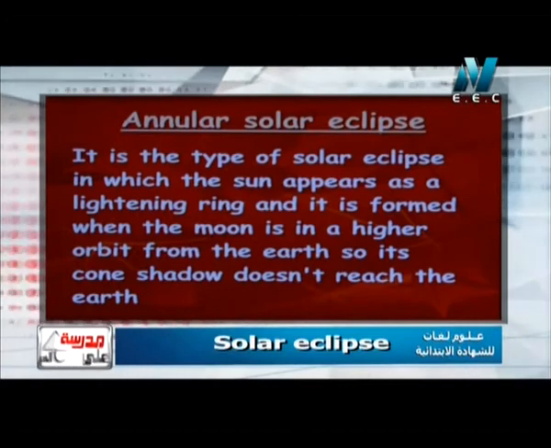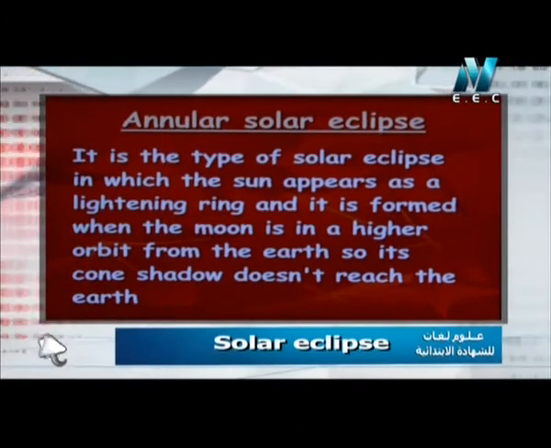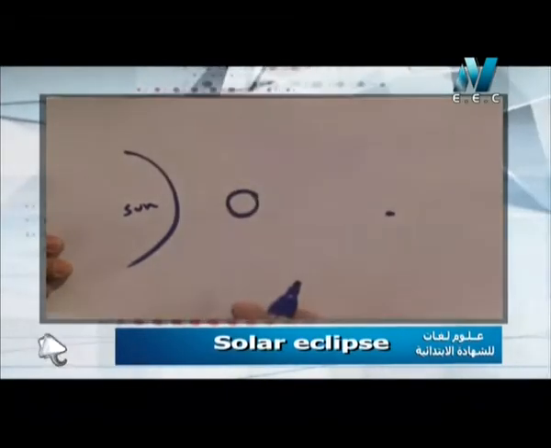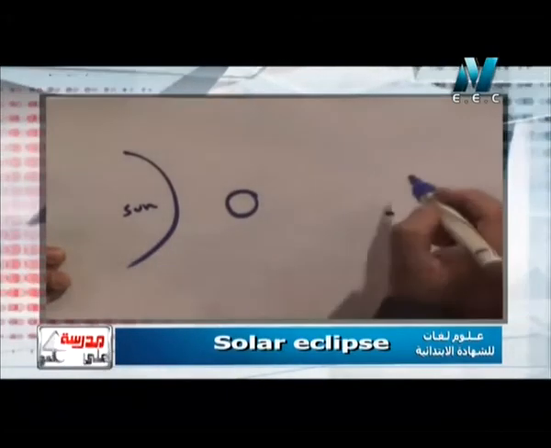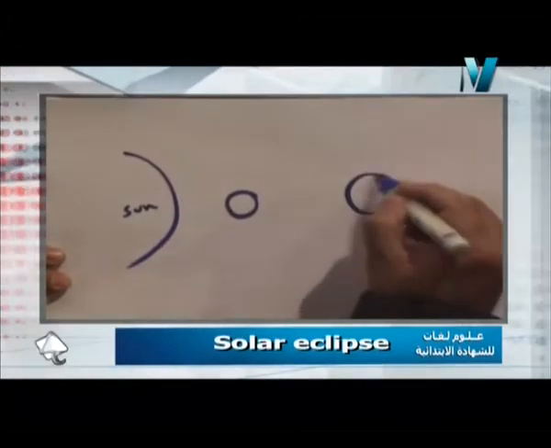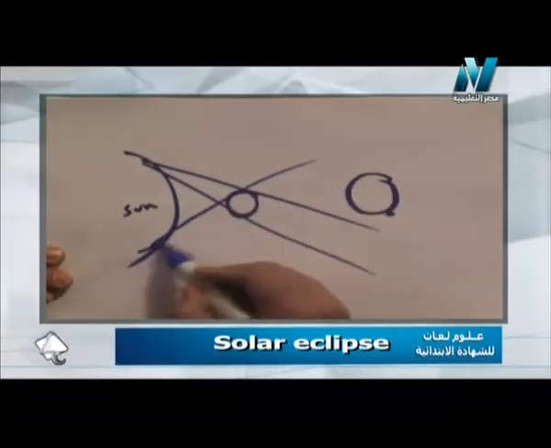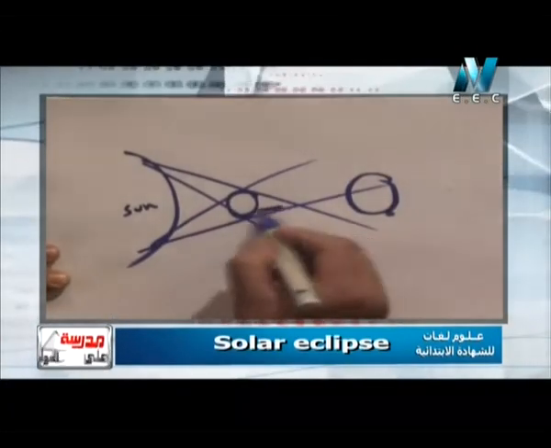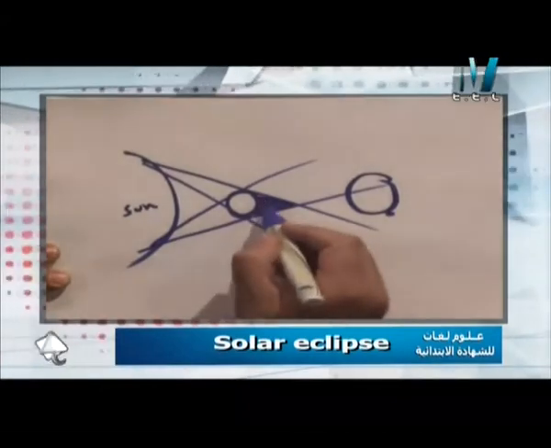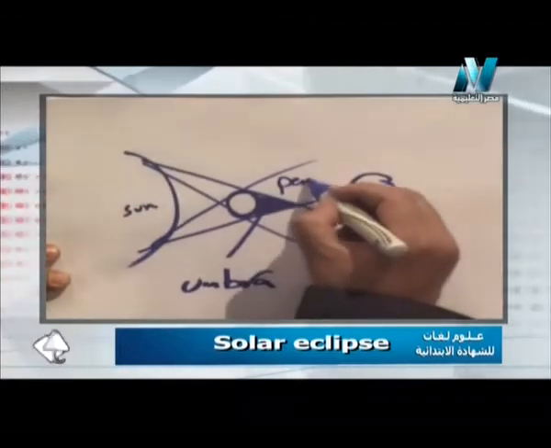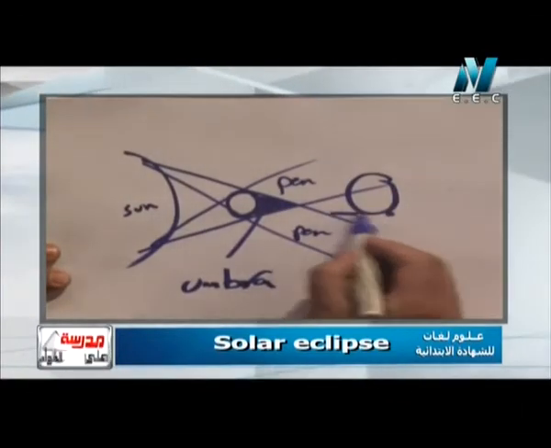So let me draw the area of antumbra again. Imagine I have the sun with the moon in the middle, but nearer to the sun, and here is the earth. We know that sunlight travels in a straight line like this. Where is the umbra? Umbra here, the shadow area. Where is the penumbra? Penumbra here and here.